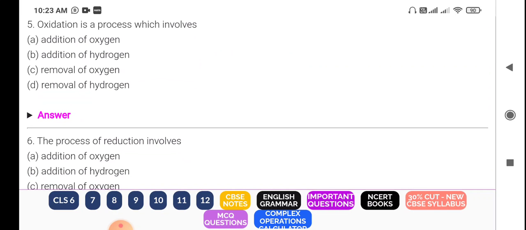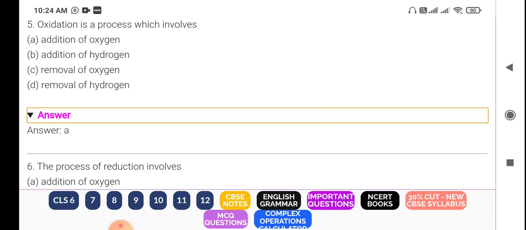Next question, fifth. Oxidation is a process which involves addition of oxygen, addition of hydrogen, removal of oxygen, removal of hydrogen. So here the answer is the first, addition of oxygen. If any element or compound is oxidized, it gains oxygen. So when oxygen is added to it, that is called oxidation.